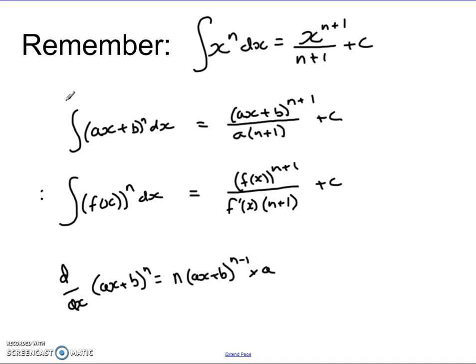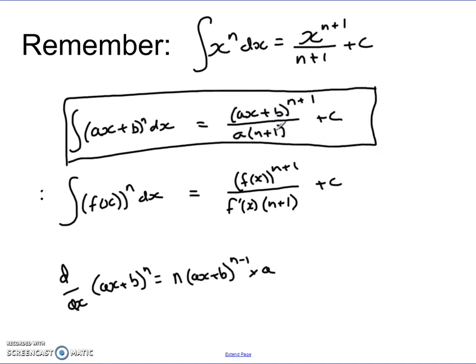So the integral of ax plus b to the power of n equals ax plus b to the power of n plus 1. We add 1 onto the power. We then divide by this new power, n plus 1. But we have to take into account the fact that when we do the derivative, we get a factor coming out, our a. So we have to divide by that as well. So it's ax plus b all to the power of n plus 1 over a times n plus 1, plus c, our constant of integration.